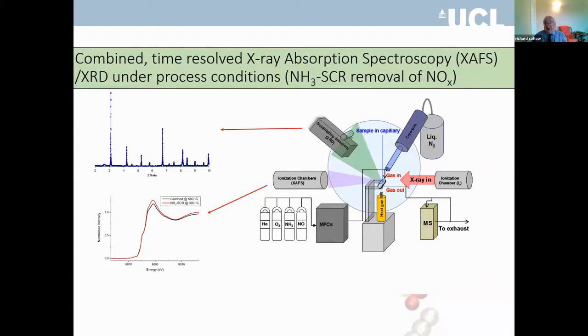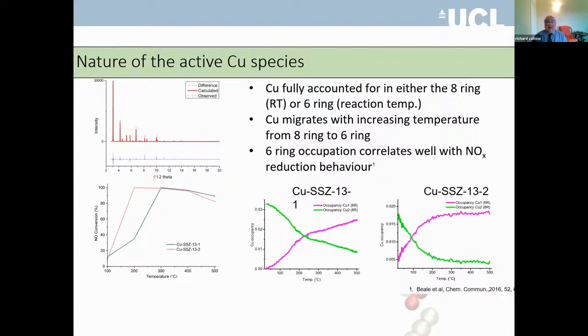They can do X-ray spectroscopy, XRFs. At the same time, they can do diffraction, and simultaneously, they can monitor the essentially exhaust of the catalytic process by mass spectrometry. So it's a really impressive experimental setup that they and others have developed.